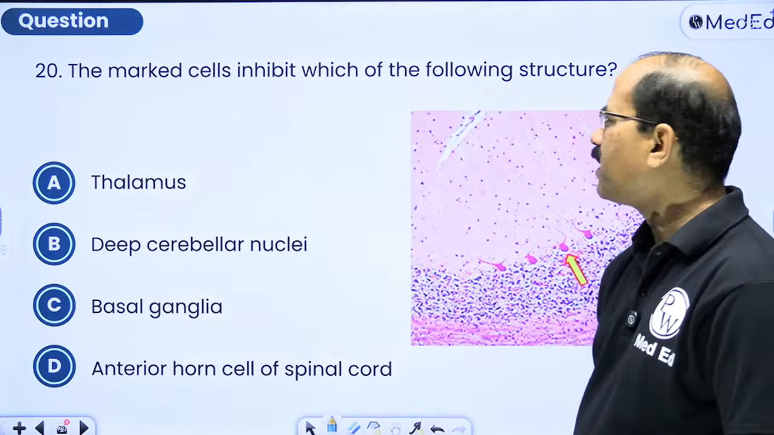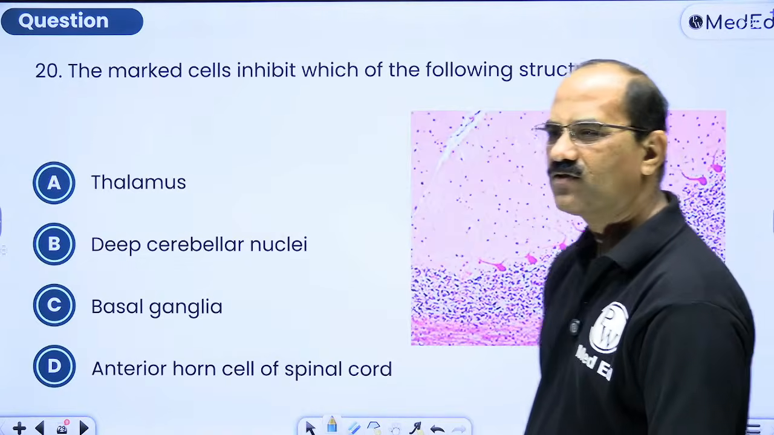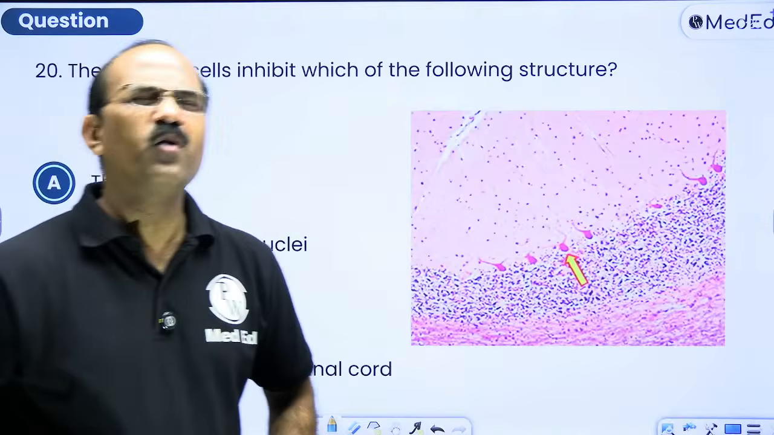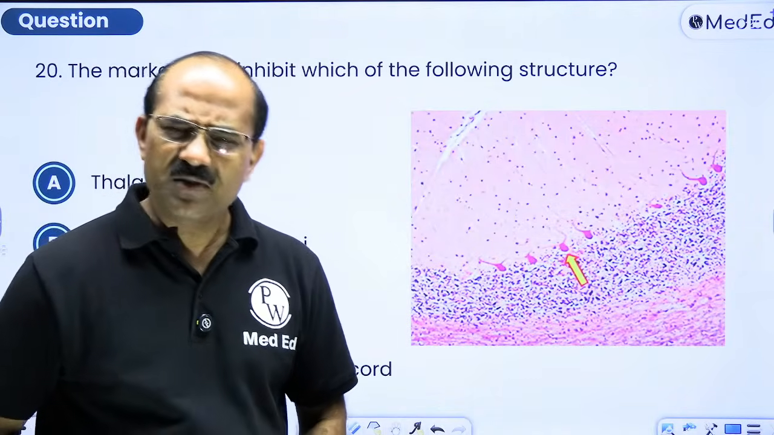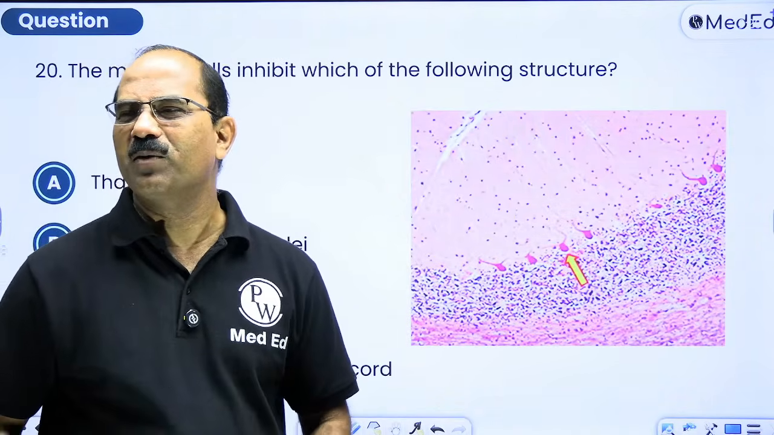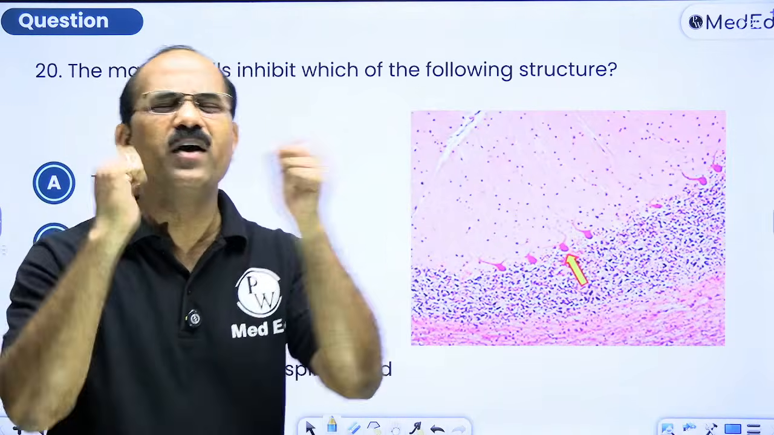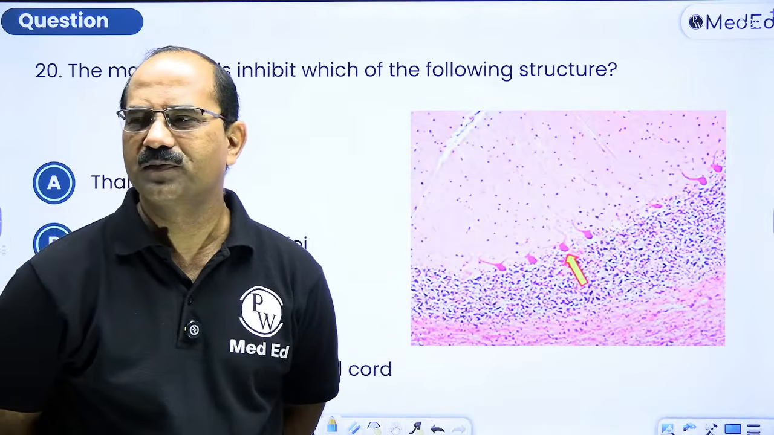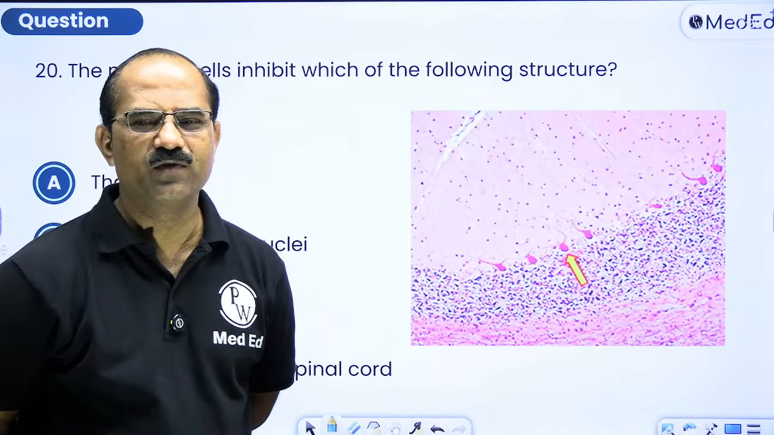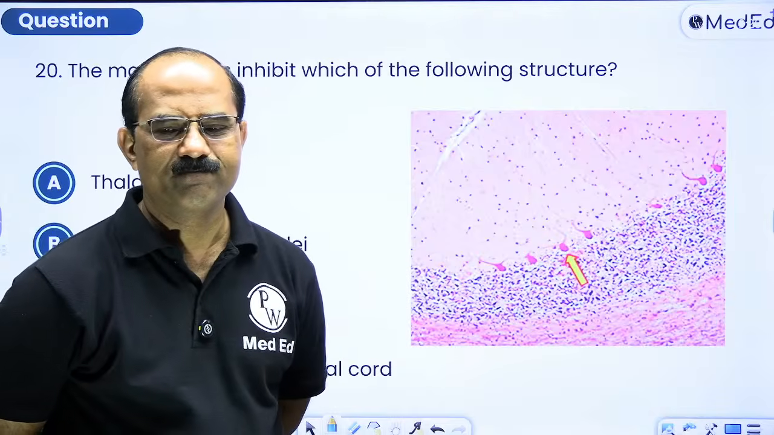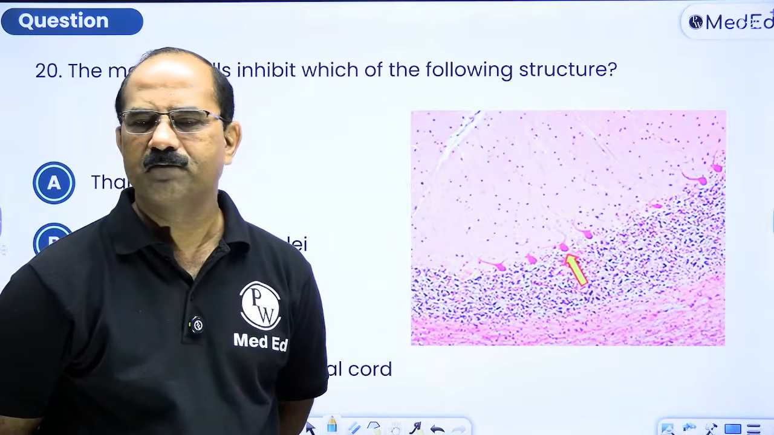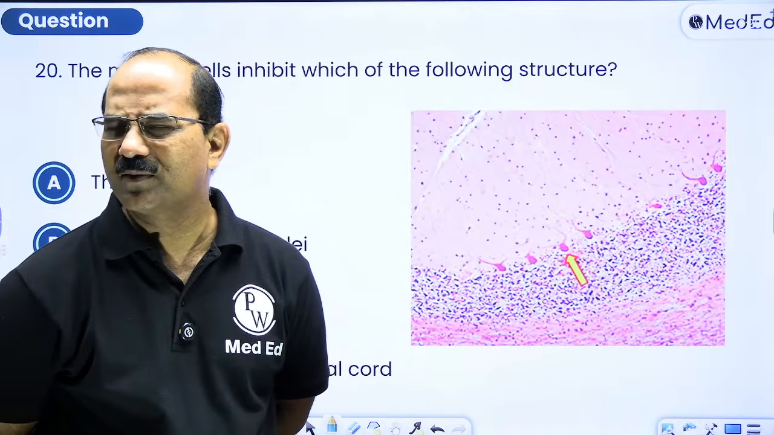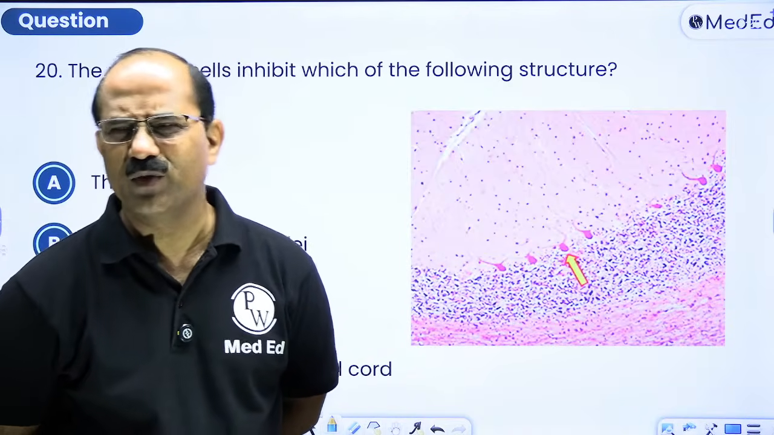Okay, answer this. The marked cell inhibits which of the following structures? Children, can you say what the slide is of? It is a very important slide, it has been asked many times. It is asked plenty of times. What is the slide of? Come on, students, be interactive. Tell me, which slide is this? What is the slide of? Come on, answer. I am just looking at the screen. I am waiting for you.